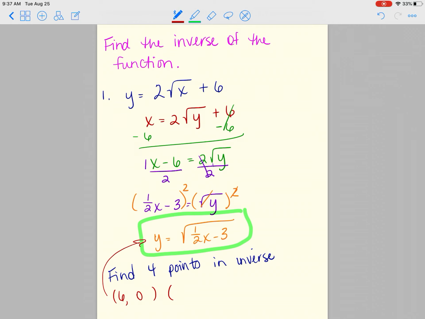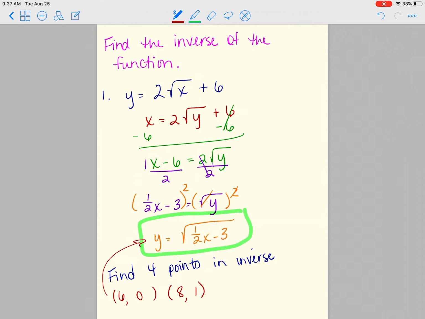I'm going to keep going up in numbers because I know I'm going to get out another positive. You can use 7. I am not, because I know I have to take half of it, and that's just going to lead me to fractions and decimals. So if I'm taking half of a number, why not use an even number? So let's just use 8. Half of 8 is 4. 4 minus 3 is 1. The square root of 1 is 1.